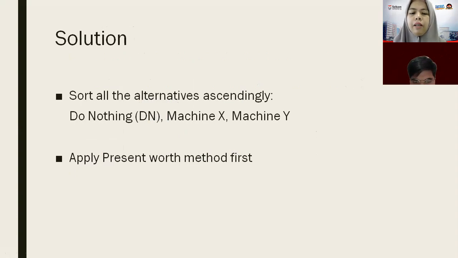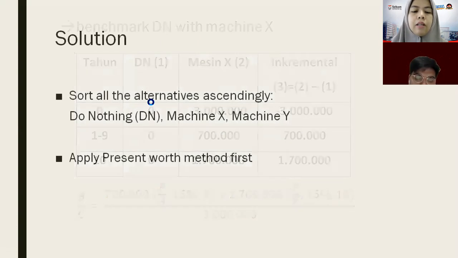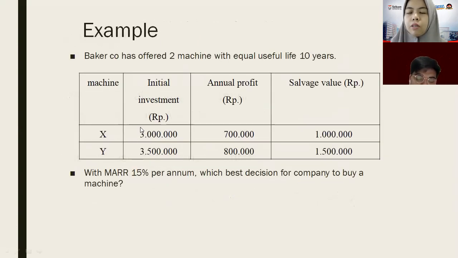If you don't have any clue or idea how to convert the cash flow, converting it to the present is the best option. So apply the present worth method first. I have to convert the cash flow of machine X. Machine X is the smallest one compared to machine Y, so you have to sort it ascendingly.